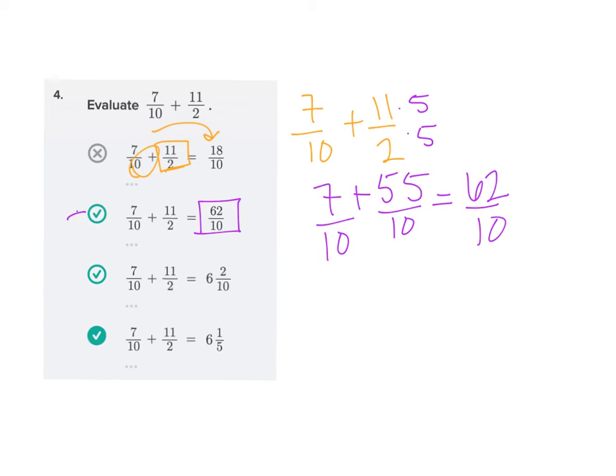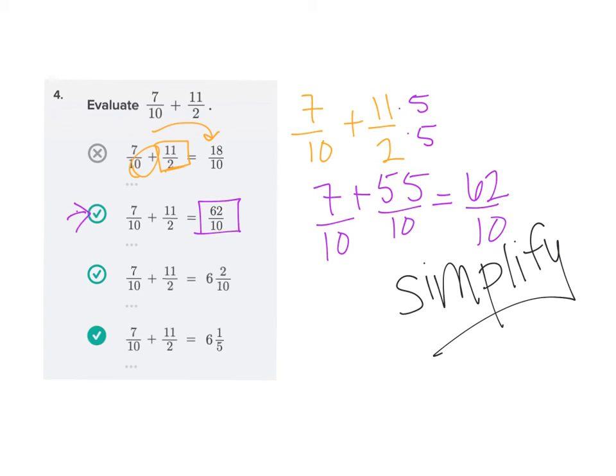Yay! But Mathspace is not totally happy. Why not? Because the student has yet to simplify. We need to simplify these. The student said, okay, I can turn this into a mixed number. Definitely on the right track. But Mathspace still wasn't happy because that 2/10 wasn't simplified.